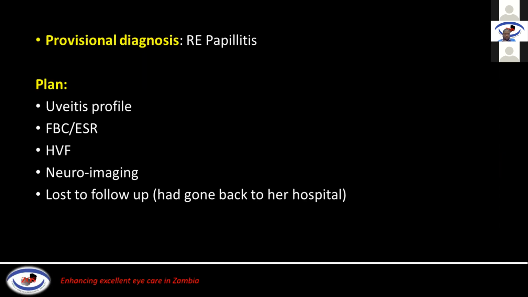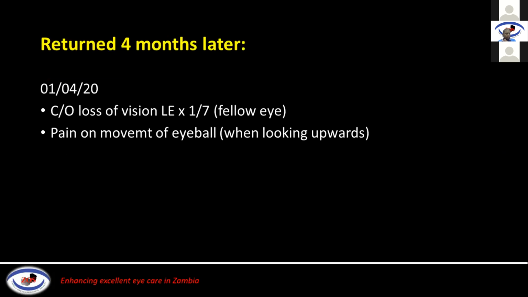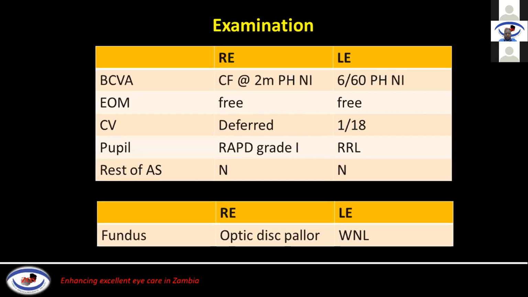So a provisional diagnosis of right eye papillitis was made, and the plan was to do a uveitic profile, full blood count, visual field, and imaging. But before the patient could do these investigations, she was lost to follow-up. She went to the hospital that she came from before presenting to UTH. She returned 4 months later with a complaint of loss of vision in the left eye, which was the fellow eye. This was associated with pain on movement of the eyeball, especially when looking upward.